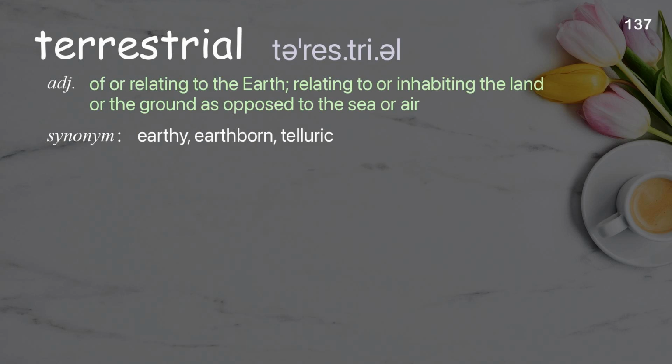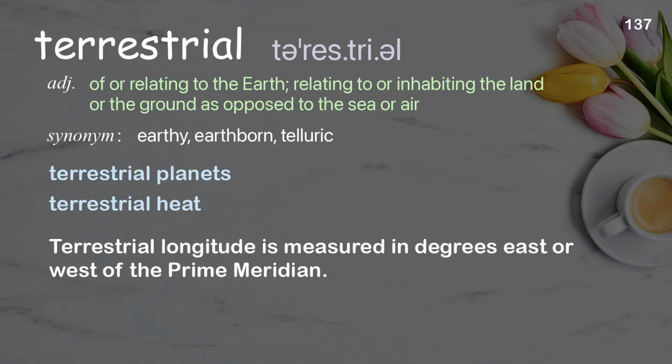Terrestrial. Of or relating to the earth; relating to or inhabiting the land or the ground as opposed to the sea or air. Examples: Terrestrial planets. Terrestrial heat. Terrestrial longitude is measured in degrees east or west of the prime meridian.